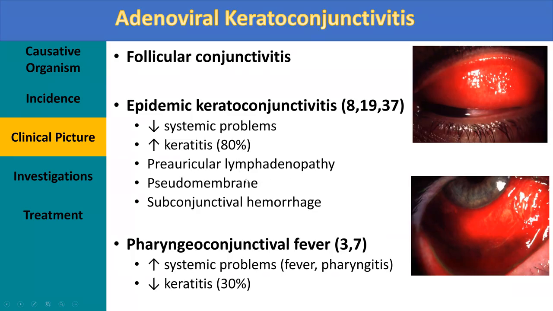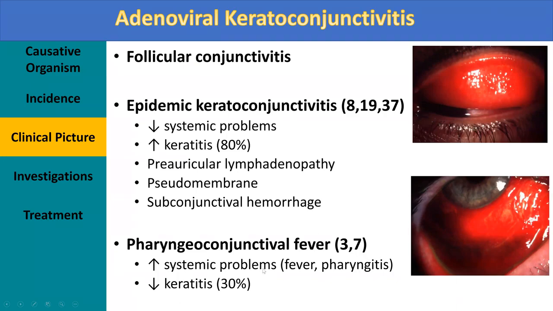Also, it's characterized by preauricular lymphadenopathy, as any viral infection, pseudomembranous formation, and sometimes subconjunctival hemorrhage in severe cases like this case. So again, we're presented with follicular conjunctivitis, decreased systemic symptoms and increasing keratitis symptoms, or more keratitis, like in 80%, pseudomembranous formation, and subconjunctival hemorrhage.